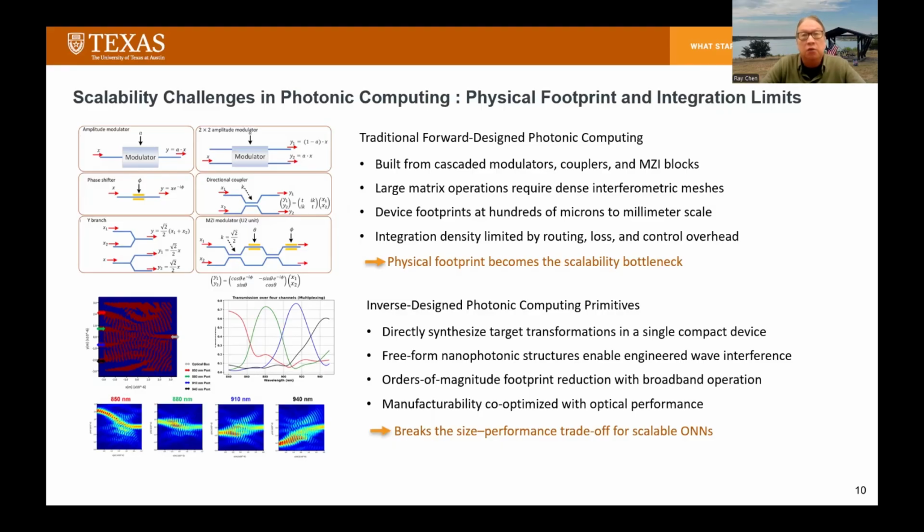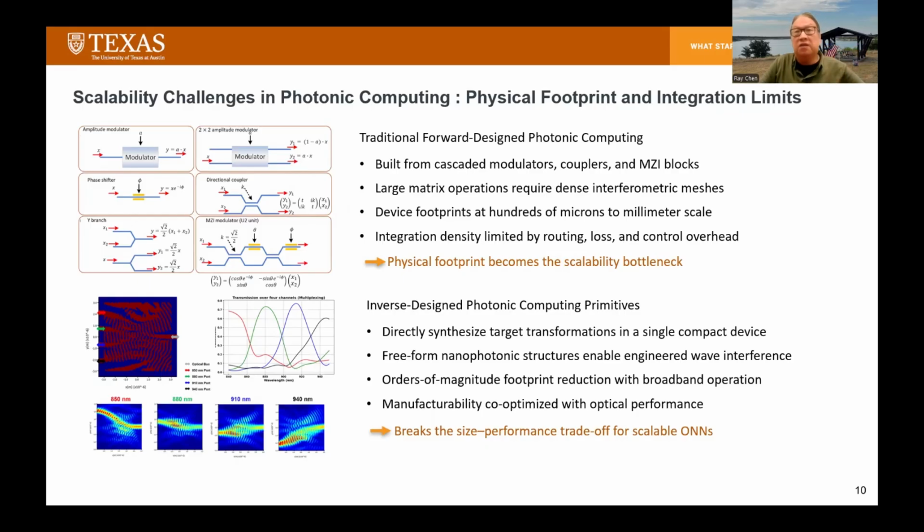as I mentioned already. We try to make use of inverse design here. In other words, traditional forward design photonic computing is built from cascaded modulators, couplers, and MZI blocks. Large matrix operations require dense interferometric meshes, which occupy a lot of area. So the device footprints are at the hundreds of microns to millimeter scale, and the integration density is very small.